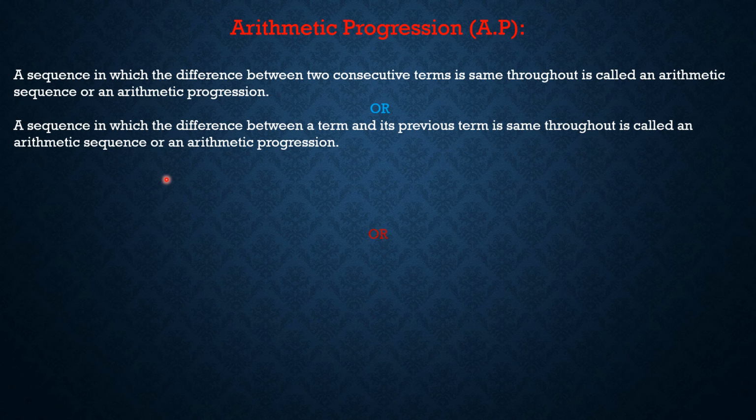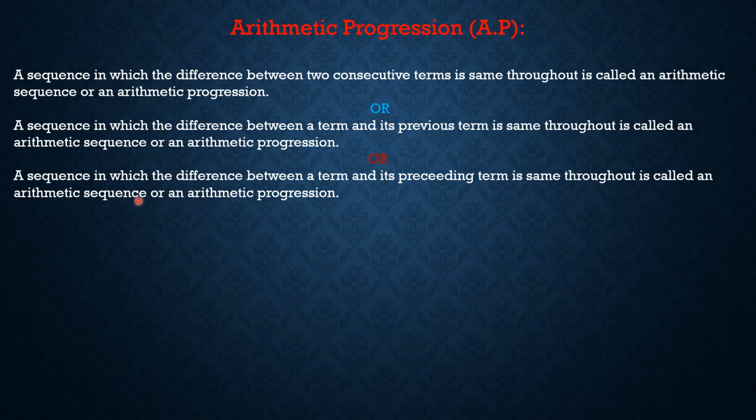One more definition. A sequence in which the difference between a term and its preceding term. Remember, preceding term means previous term. They have same meaning. So, a sequence in which the difference between a term and its preceding term is same throughout is called an arithmetic sequence or an arithmetic progression. Now let me give an example.